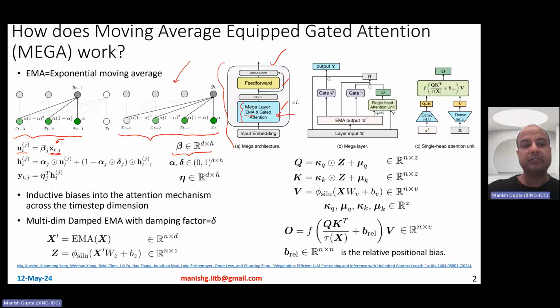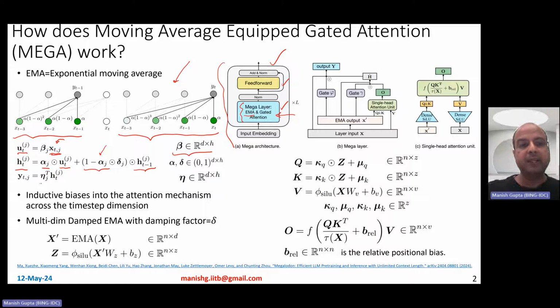And then what you do is combine u_t along with exponentially weighted versions of the previous time steps. So you take alpha_j part of u_t and 1 minus alpha_j part of the previous time steps, and you get h_t. So this is like an exponentially smoothed moving average value for a particular time step. And this is all being done at the input, so you have not yet computed QKVs and so on.